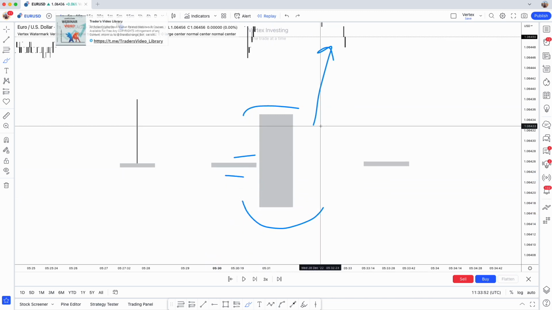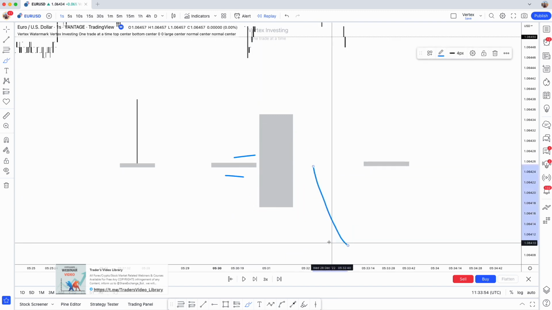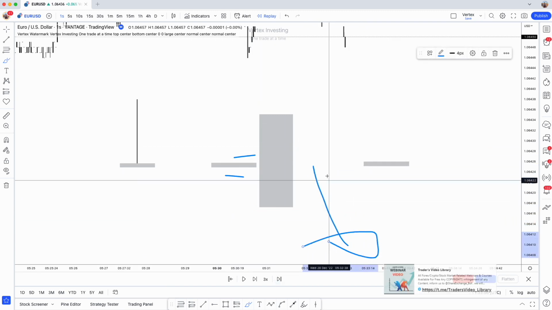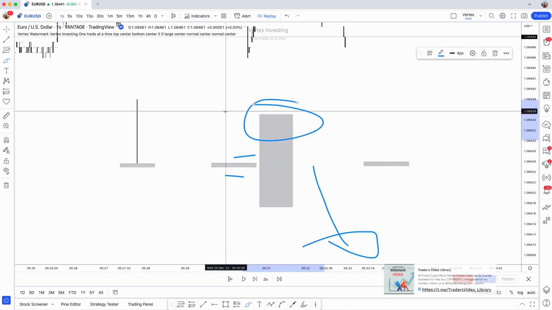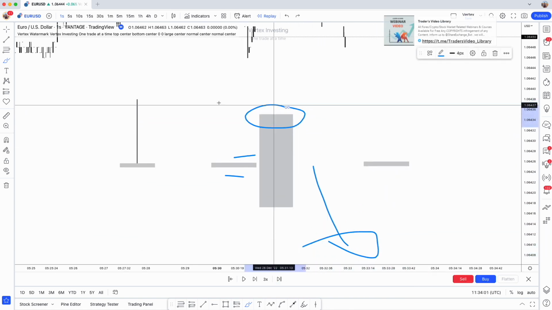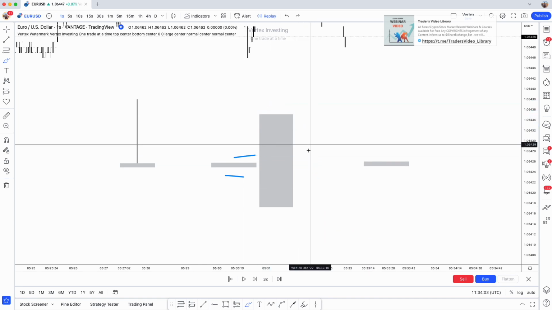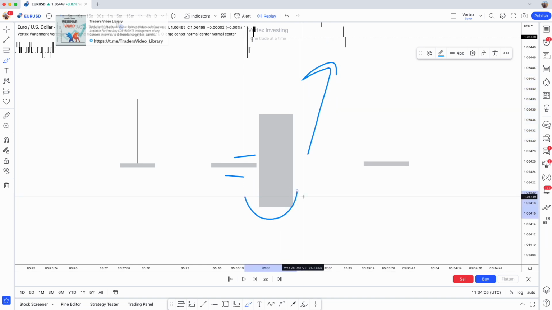Same thing if you go in the other way. If it was to create more move to the downside, that is just a continuation of this leg. So the range high is still going to be at this candle. Or again, if it went the other way, the range low is still going to be on this candle.